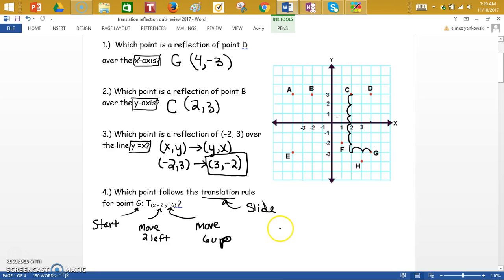The answer to that translation would be point C. Point G becomes point C. We know point C are the coordinates 2, 3.